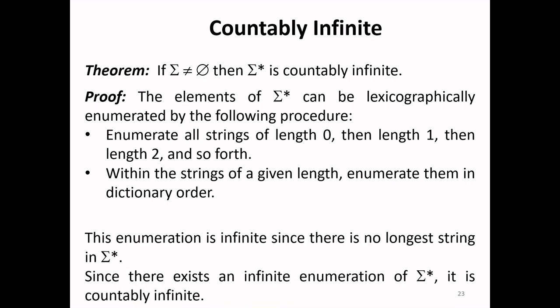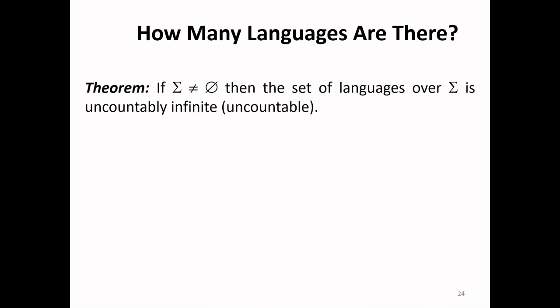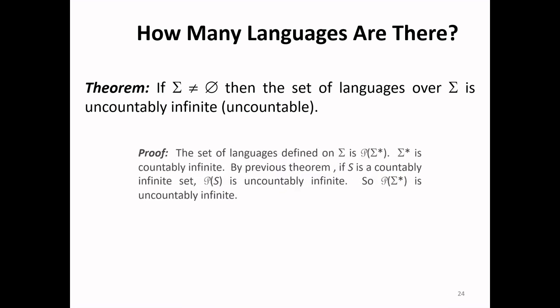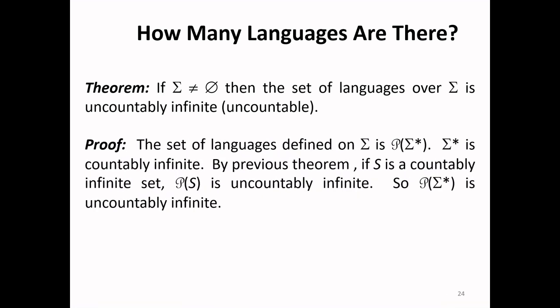This enumeration is infinite since there is no longest string in summation star. Since there exists an infinite enumeration of summation star, it is countably infinite. Let us discuss one more theorem on how many languages there are. After knowing the definition of a language and how a language is written, let us discuss functions on languages.